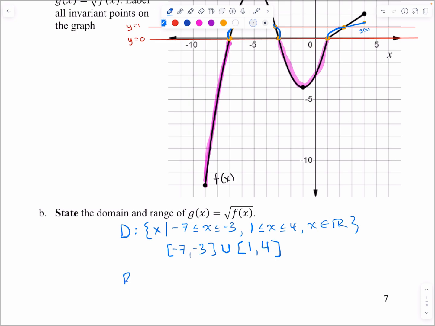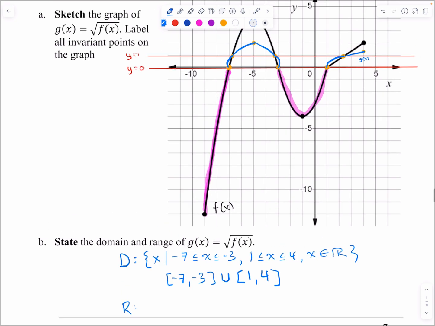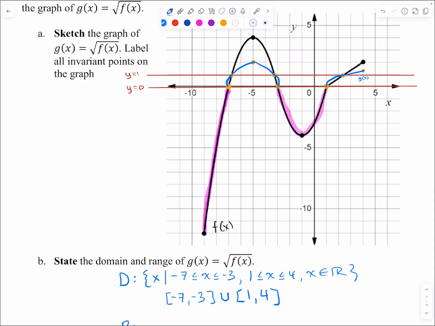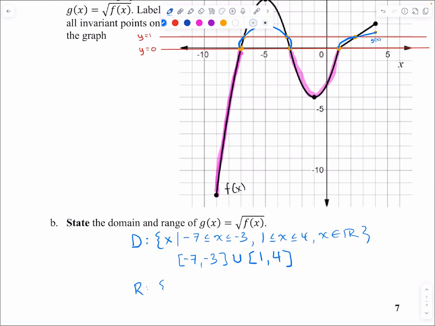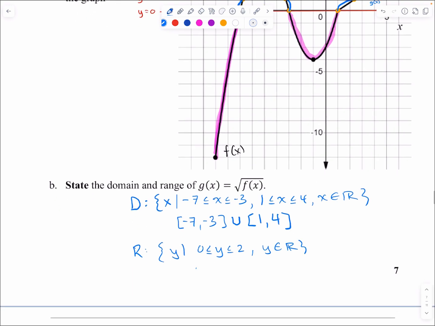All right, let's look at the range. The range here is greater than or equal to 0, and the maximum point looks like it's at 2. So in set notation, y is greater than or equal to 0, less than or equal to 2, and y belongs to the set of real numbers. If you want to do that in interval notation, that one's pretty easy, between 0 and 2. All right, thank you.